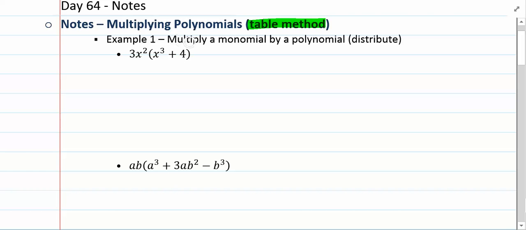Example 1 asks us to multiply each of these monomials by another polynomial. And hopefully you would recognize that the method that we use for these is to distribute. So I'm going to distribute this term to each term on the inside of the parentheses. And what I'm left with would become a 3x to the 5th power plus 12x squared for this first example.